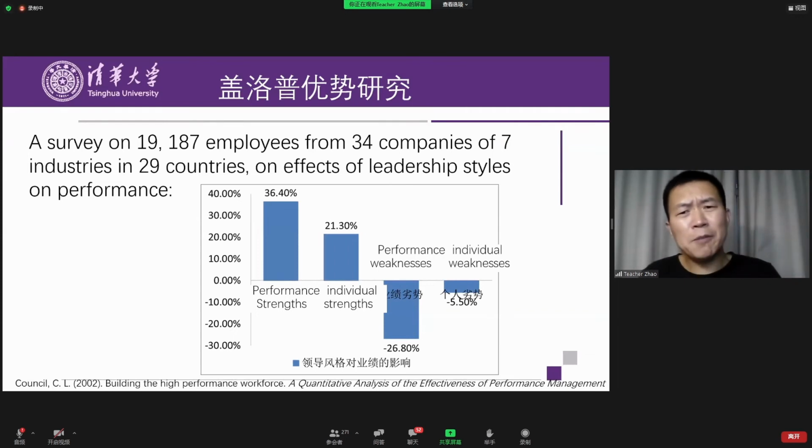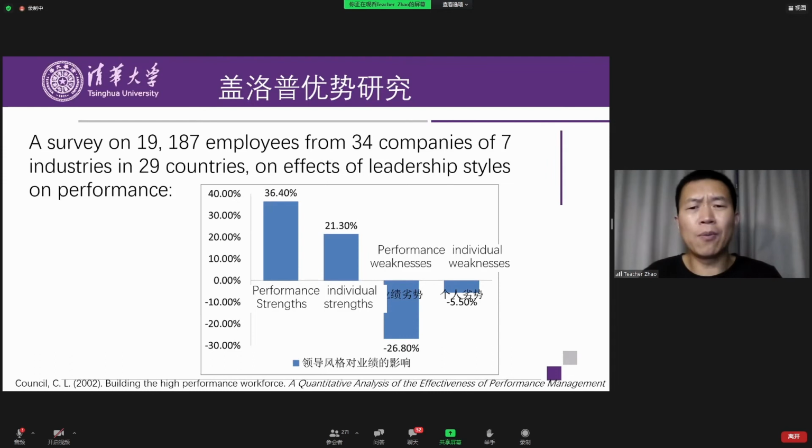But if the principal focuses on this teacher's weakness, for example, all right, you only ranked number 5 in the grade. It is not good. You have to be number 3, number 2, number 1. This is focusing on weakness, and it means this teacher's performance will become even worse next year, by 26%.